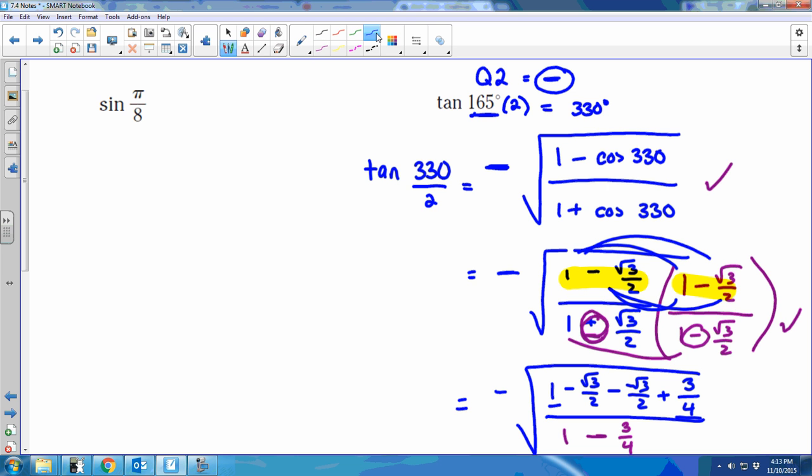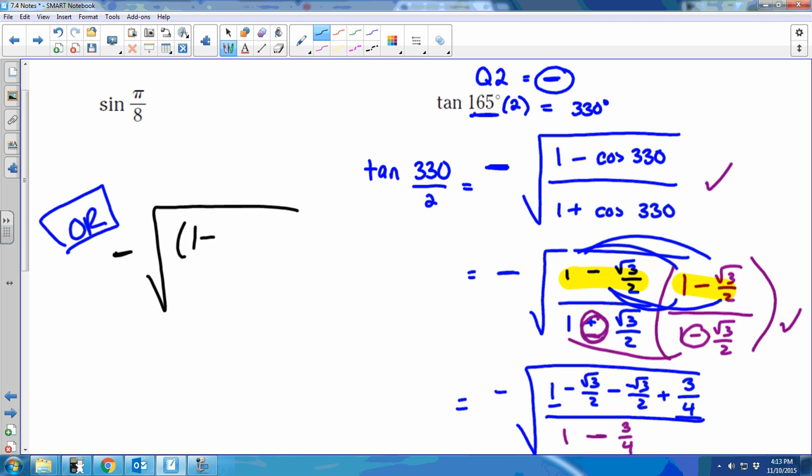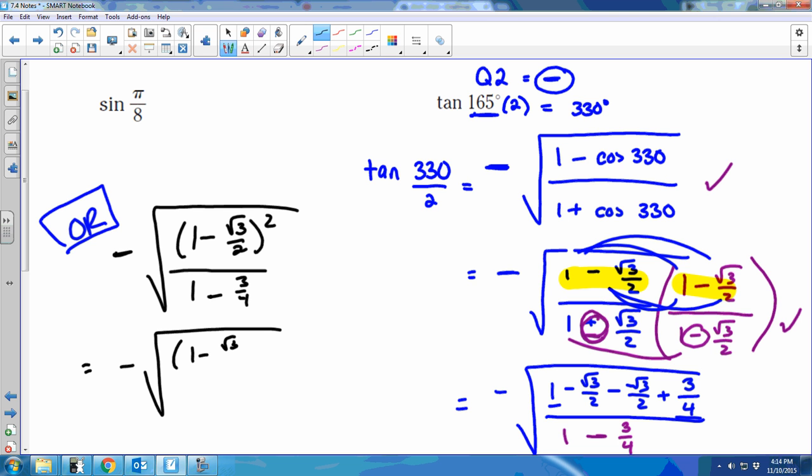So instead of FOILing, you could have the square root of 1 minus the square root of 3 over 2 squared, right? Something times itself is squared. Since we have a square root and a square, that might work out in our favor. The denominator you still would have to FOIL, and you'd have 1 minus 3/4. So I've got the square root of 1 minus the square root of 3 over 2 squared over a 4th. This is just, again, an alternate way of doing this problem.